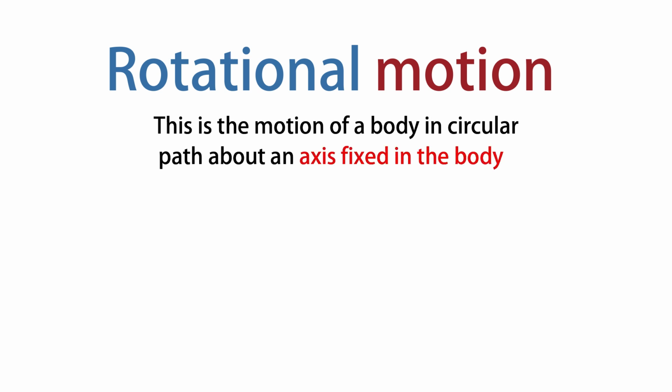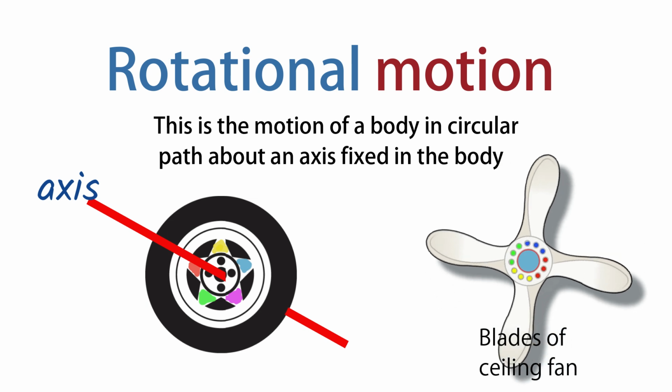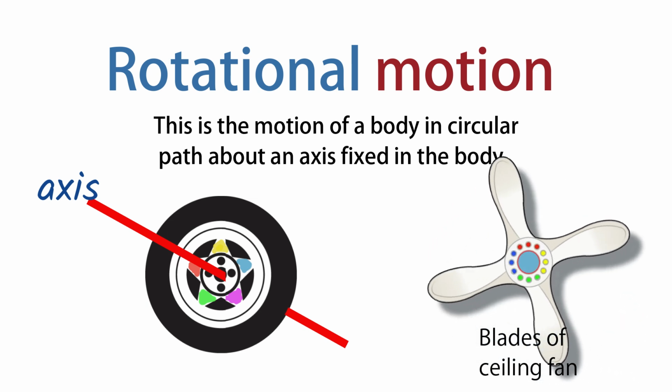Now what it simply means is this: a body that is undergoing rotational motion appears to rotate around a particular point in the body. Now what we call axis is an imaginary line that runs through that point of rotation in the body. An example of objects that undergo rotational motion are the blades of a rotating ceiling fan.